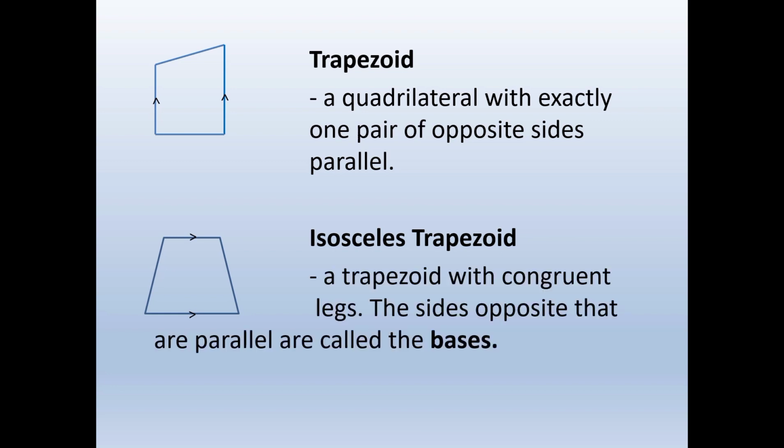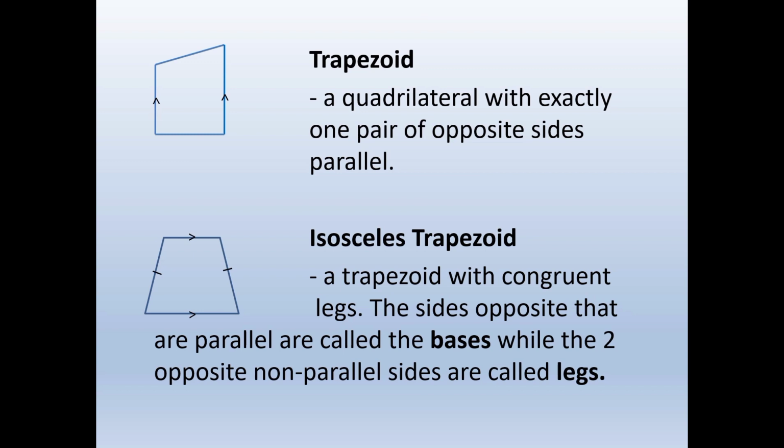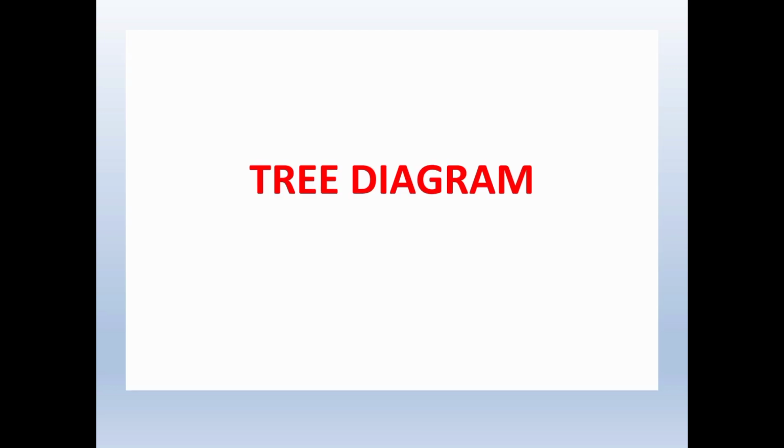Isosceles trapezoid is a trapezoid with congruent legs. The sides opposite that are parallel are called the bases, while the two opposite non-parallel sides are called legs. After defining each quadrilateral, let's have this tree diagram to deepen our understanding.